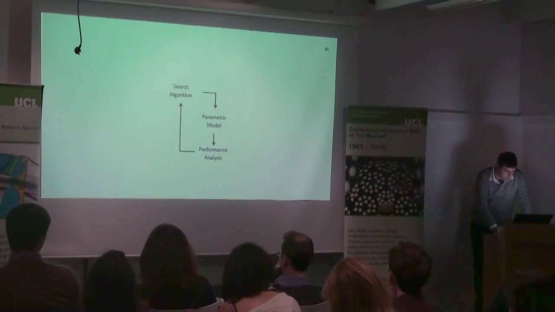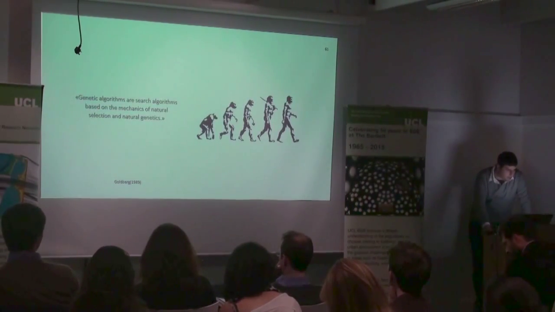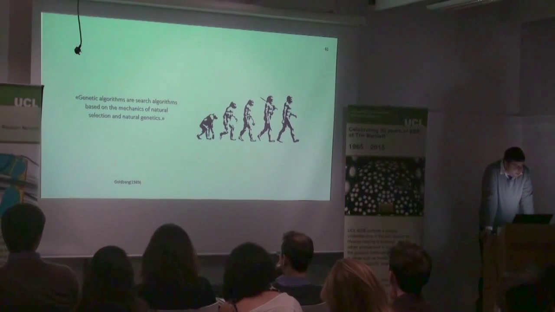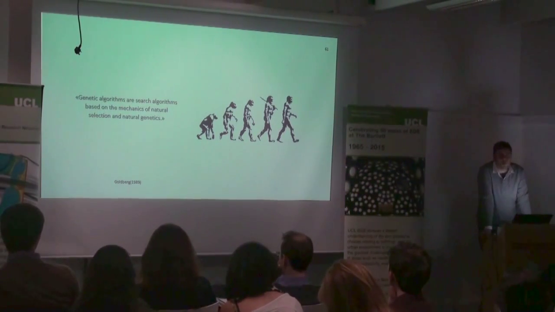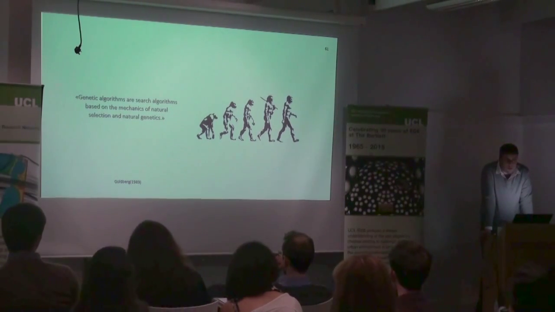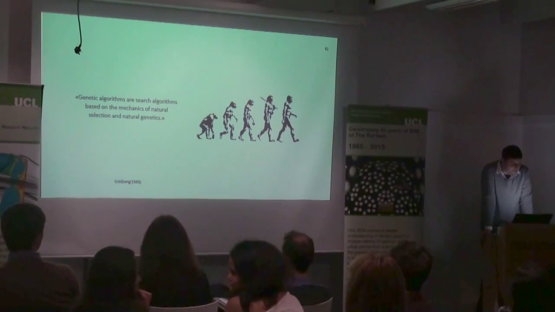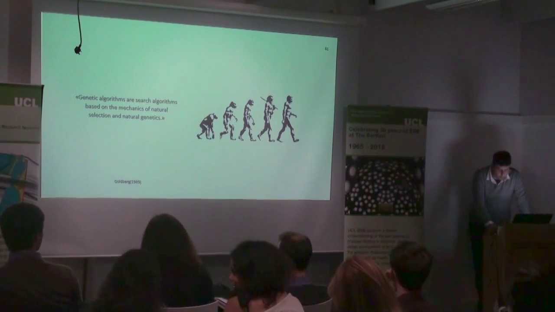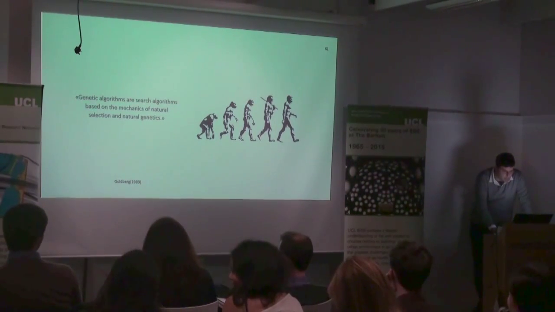So there we get to genetic algorithms. What are these genetic algorithms? Goldberg, perhaps the most quoted academic in genetic algorithms, actually calls them search algorithms, not optimization, which I find interesting. They're based on the mechanics of natural reproduction and natural evolution. So I'm going to briefly take you through what happens in genetic algorithms.